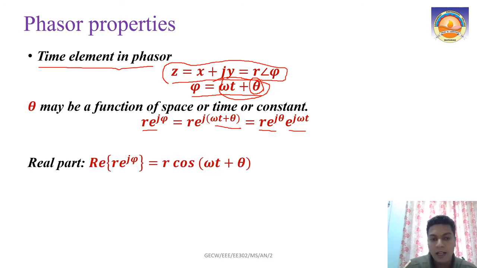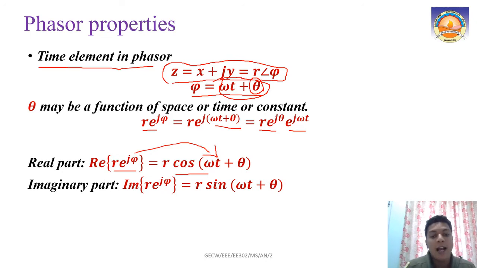Now when we take the real part of r e raised to j phi, e raised to j phi we can write as cos phi plus j sin phi. So the real part will contain only the cos part. In terms of phi we substitute omega t plus theta, so it becomes r into cos omega t plus theta. That is the real part. And the imaginary part will be the sinusoidal part, so the imaginary part is r sin omega t plus theta.